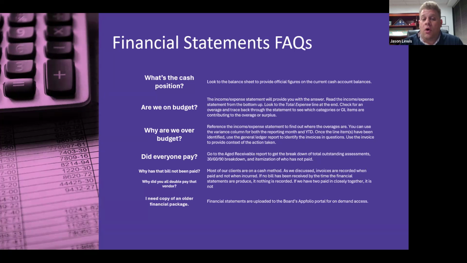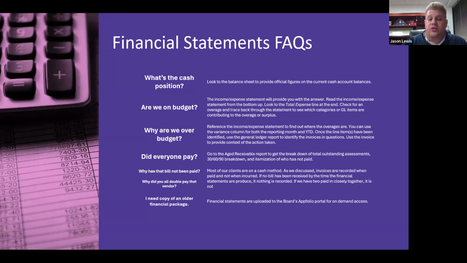Most of our clients are on a cash method. And as we discussed, invoices are recorded when paid, not when incurred. If no bill has been received at the time that the financial statements are produced, nothing is recorded. So it's not that we haven't paid a bill, it's that we're waiting for that particular vendor to actually invoice us. Some associations may use smaller vendors, which is great because supporting small business is what we're about. We're a small business, and they may have an accounting staff of one. So some of those invoices might be a little tardy, and thus you're going to see some fluctuations.